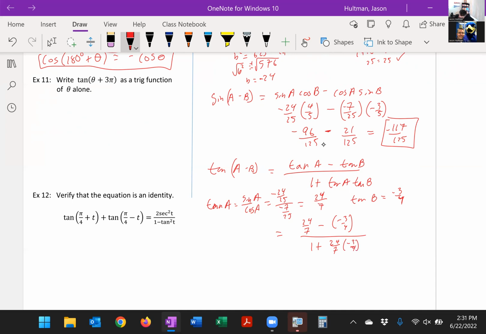Okay, so I'm going to add the top here. I'd have to get a common denominator of 28. So I'm going to do some of this arithmetic in my head or on my calculator. I'm not going to waste a lot of time doing this, but if I were to multiply both top and bottom here by 4, multiply both top and bottom here by 7, I would get a common denominator of 28. Okay, 24 times 4, I think that's 96.